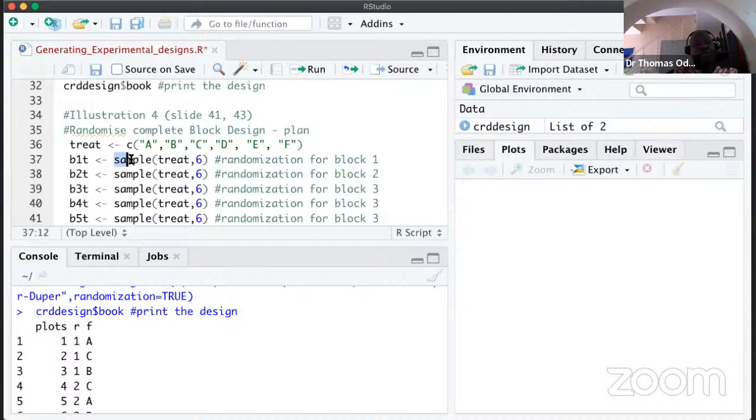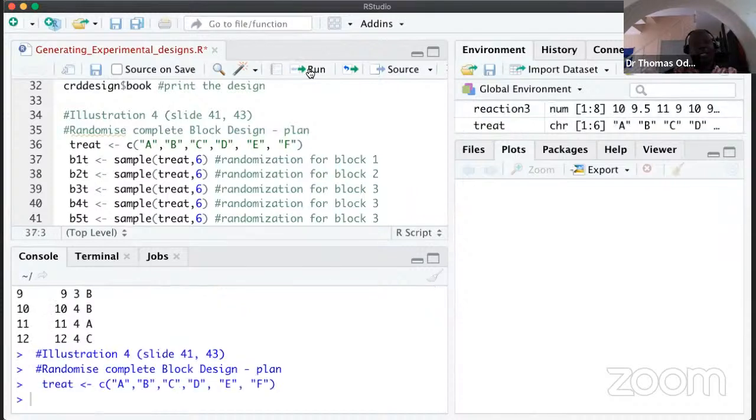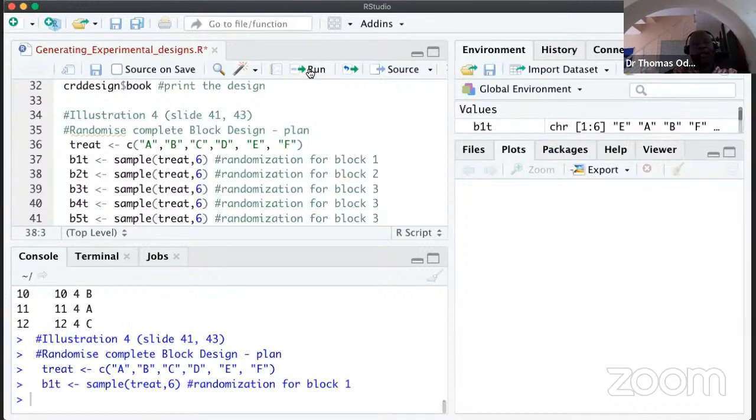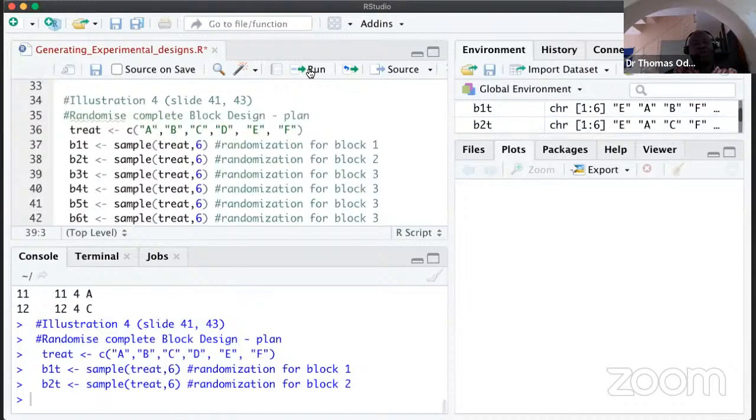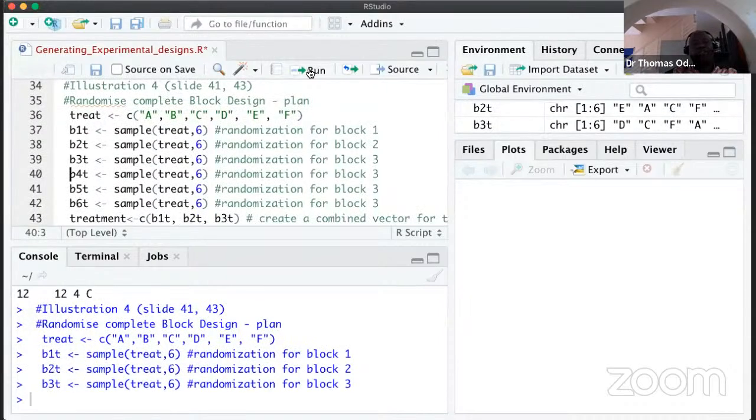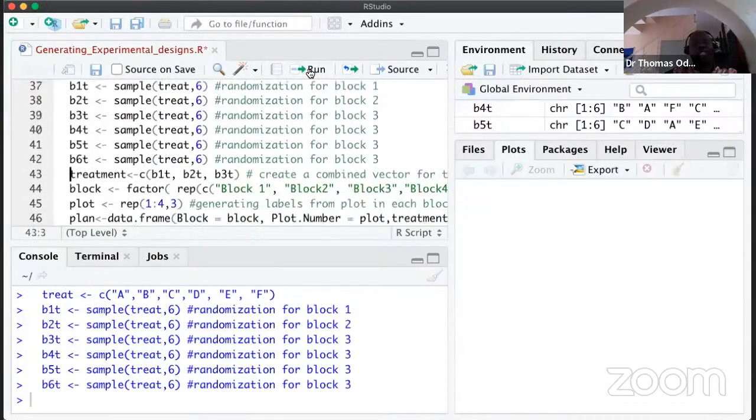You have already seen this sample. What are we sampling from this set of our treatments, and how many times are we sampling? You are assigning it to 6 different units within our block. So the first thing that we need to do is run that. Then we sample for block 1, block 2, block 3, block 4, block 5, and block 6.